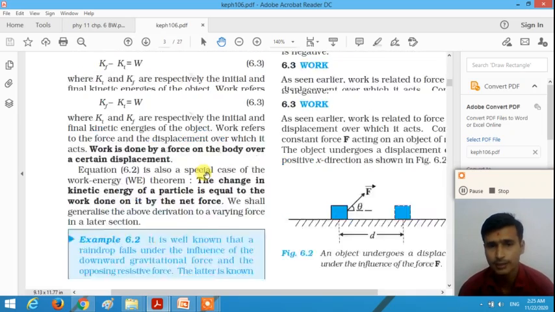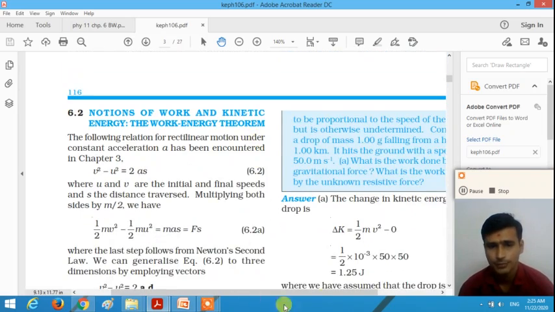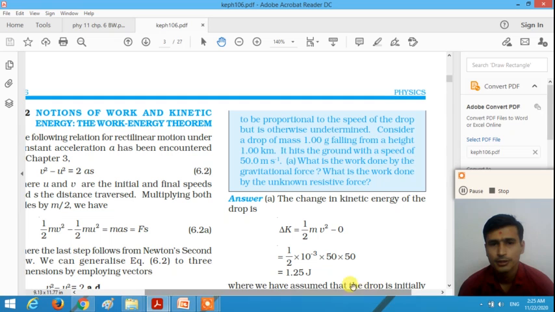The latter is known to be proportional to the speed of the drop, but it is otherwise undetermined. Consider a drop of mass 1 gram falling from the height 1 kilometer. It hits the ground with the speed of 50 meters per second.